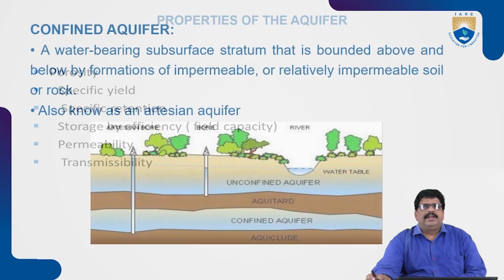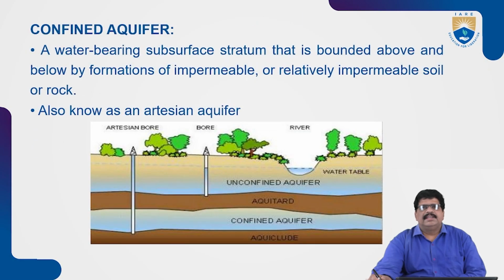Next, the confined aquifer. The confined aquifer is a water-bearing formation that is bounded by impermeable or relatively impermeable layers of rock or soil. It is also known as an artesian aquifer. We call it an artesian aquifer. So this is called a confined aquifer, as opposed to the unconfined aquifer.